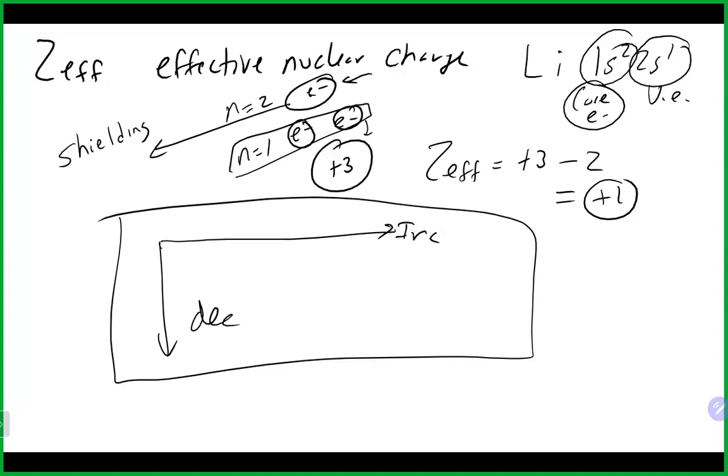Because of that getting pulled in more to the right, we typically will see the overall size of the atom be smaller, because even the outer electrons are going to feel a bigger positive pull towards the nucleus and bring everybody in, smaller overall.